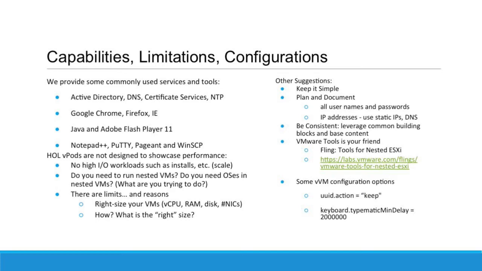Let's see, from the VM configuration options, when we do our deployments, we set 2 specific parameters in the VMX files. The UUID action equals keep. That's basically just so that when we deploy, you don't get the question that says, hey, has this VM been moved or copied? And then you have to answer that question. It's more of an annoyance, and that helps prevent that. The keyboard typematic min delay is for Linux boxes, so you don't go in to type a password and get a key that looks like it's stuck and just goes across the screen. Basically it reduces the keyboard buffer so that it doesn't sit there and keep typing characters. So from a lab's perspective, that's some of our guidance.